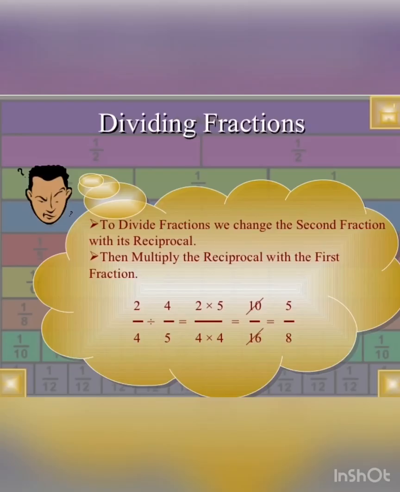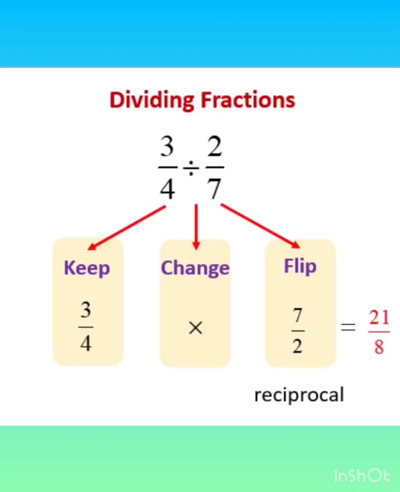Let's discuss division. To divide fractions, we change the second fraction to its reciprocal. Then multiply the reciprocal with the first fraction, or we can say that simply we follow three steps. First is keep the first number as it is. Second, change divide into multiply. Third, get the reciprocal of the second number and then solve the question.